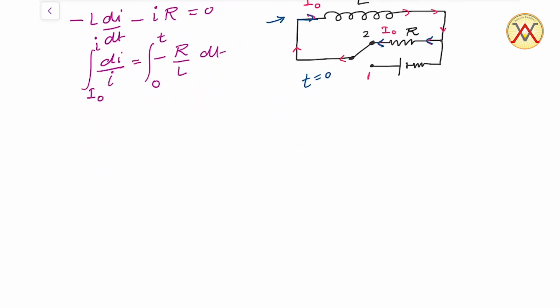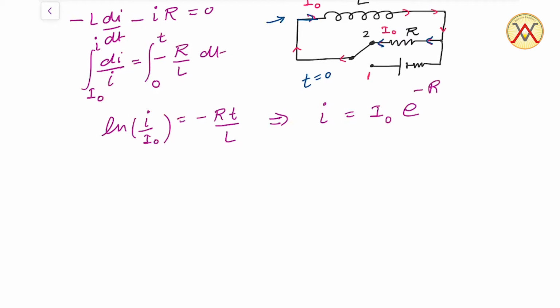Now we will further solve this equation on integration. ln I by I0, after substituting the limits, equals minus Rt by L, which implies that the value of current I equals I0 e power minus Rt by L. This current is found to be an exponentially decreasing function of time t.